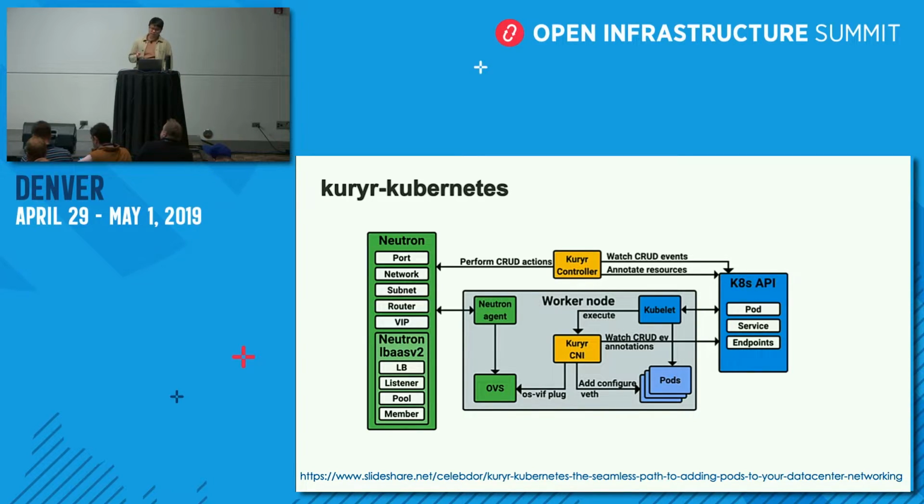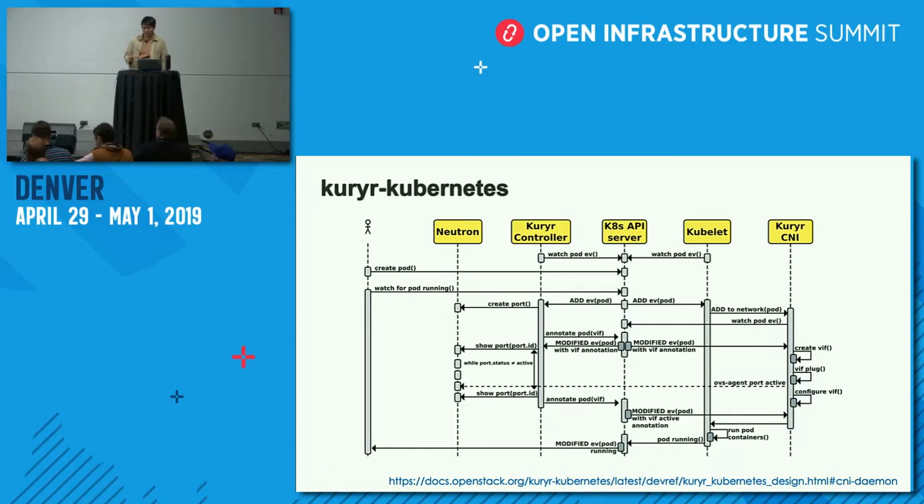So in this way, the network interface of a pod is created by Kuryr CNI, and it is created by using OpenStack's library. And all its configurations are from OpenStack Neutron. So it has no difference from a normal OpenStack interface. As a result, the Kubernetes pod is connected to the OpenStack networking.